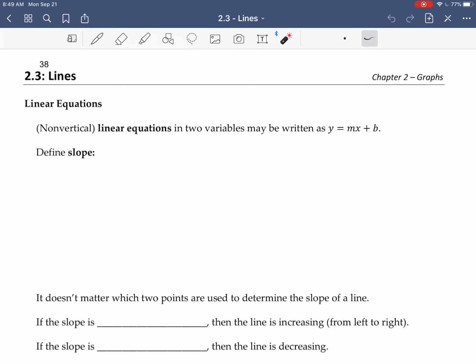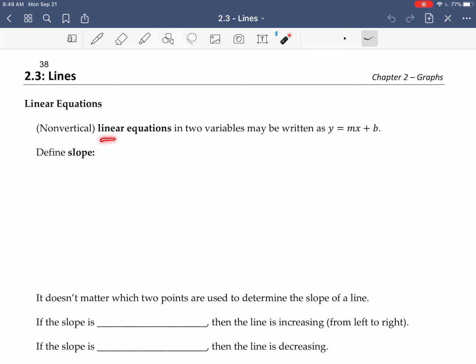In this video, we're going to talk about the graph of a specific equation in two variables, a line. These are called linear equations. Non-vertical lines are a bit special.